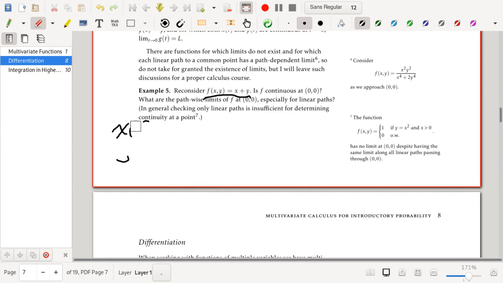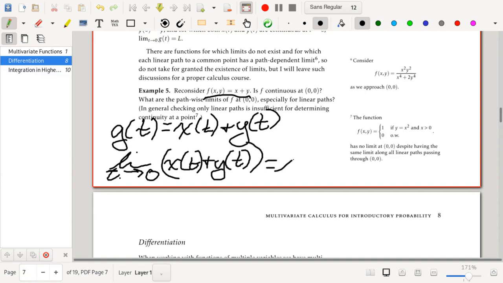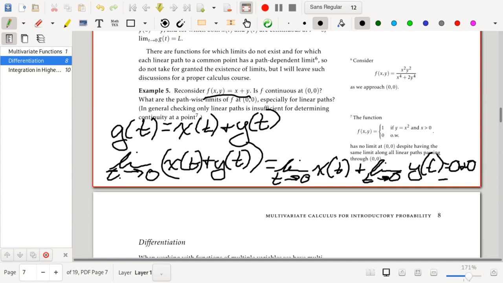All right, so what do we have for general paths? Well, for a general path, g(t) is equal to x(t) plus y(t), and both x and y are continuous, and at t equals 0, they're going to equal 0. So the limit as t approaches 0 of x(t) plus y(t), well, no, not linear, because they're continuous functions and their value at t equals 0 is 0. That means this is going to be the limit of x(t) plus the limit of y(t), which is equal to 0 plus 0, which is equal to 0. So it seems like this function is, in fact, continuous at 0.